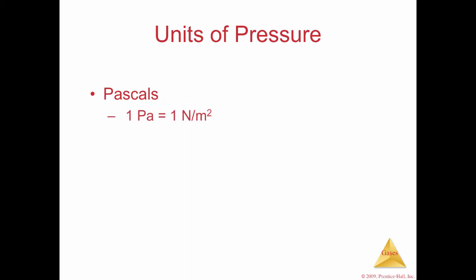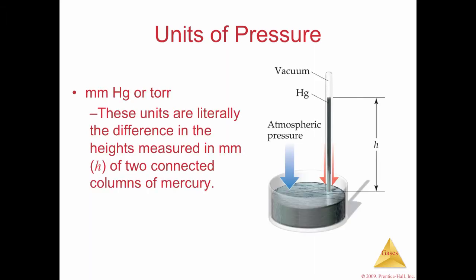So different units of pressure, we have pascals. A pascal is a Newton per meter squared. We could also use bars. A bar is 100 kilopascals.